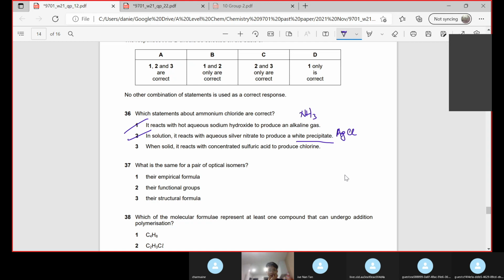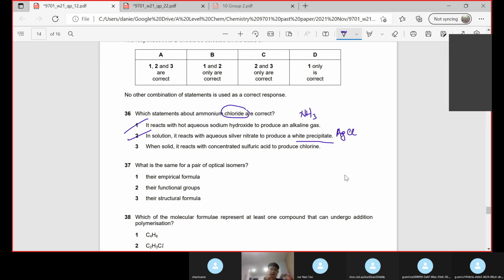Okay, when it is solid, it reacts with the concentrated H2SO4 to produce chlorine. No. Okay, actually the statement number 3, right? They test your knowledge on the halide ion. Here the halide is chloride, Cl negative. So only Br negative, bromide, can react with concentrated sulfuric acid to produce bromine? Yes, can. Or iodide, iodide produces iodine.